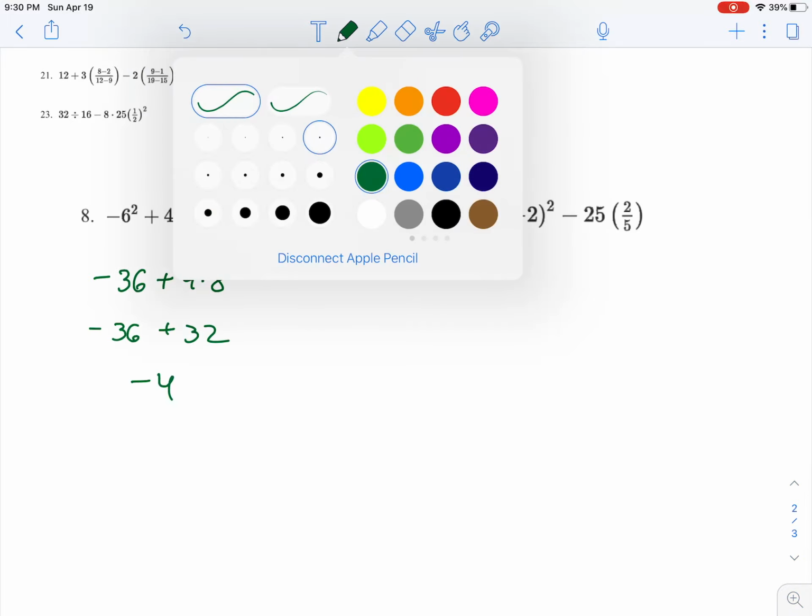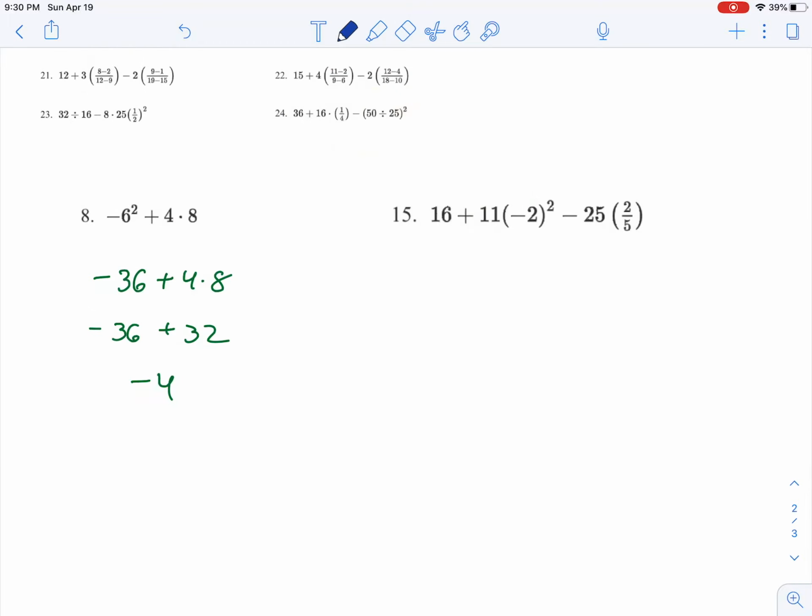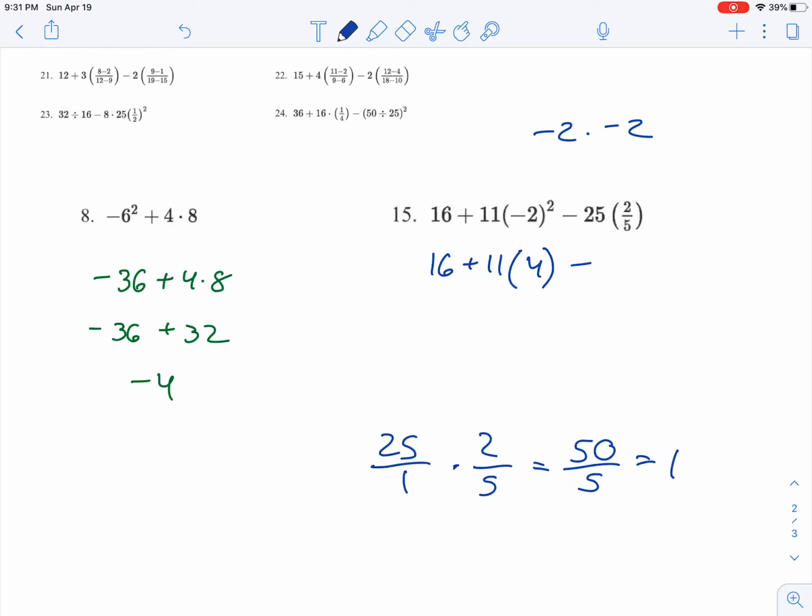Next, let's look at problem 15. Problem 15, notice, that's a negative times a negative. That's -2 times -2. So we start with those exponents because there's nothing to do inside that parentheses. -2 times -2 is +4. And 2/5 of 25. Well, 25 over 1 times 2/5 is 50/5, which is just 10.